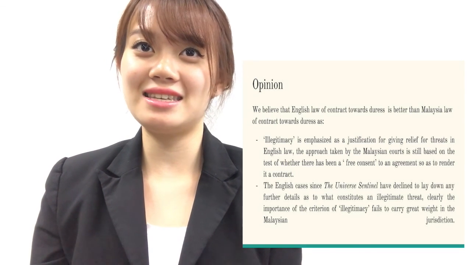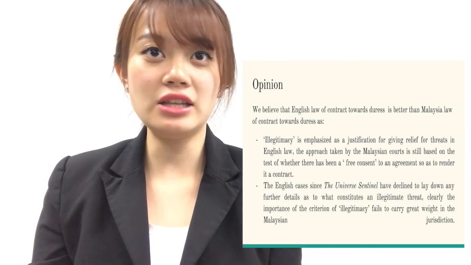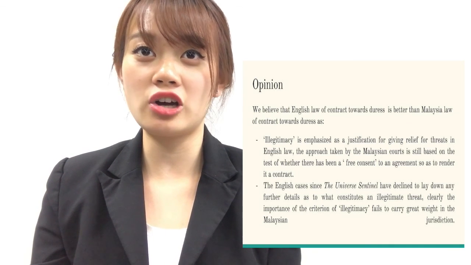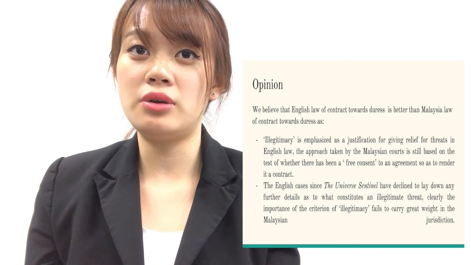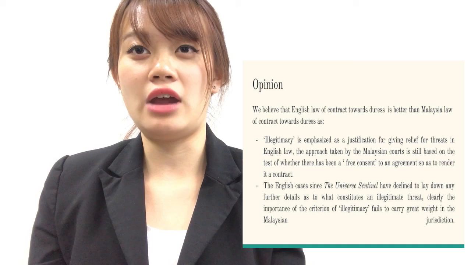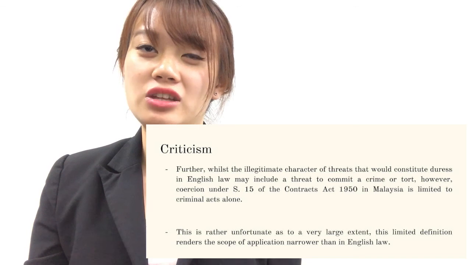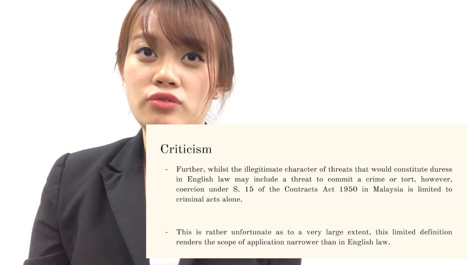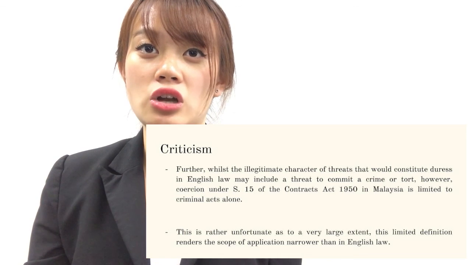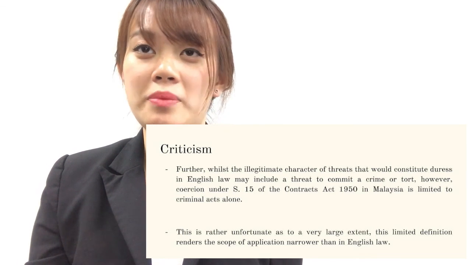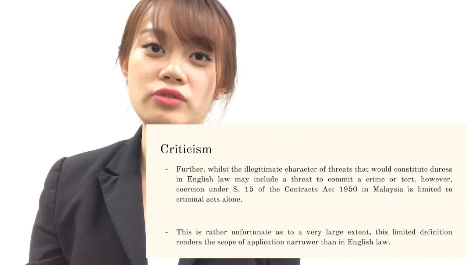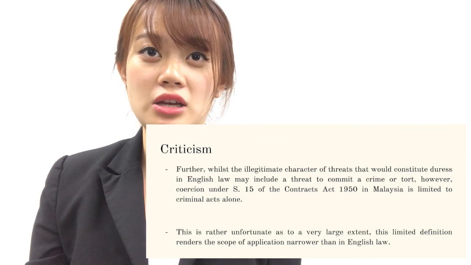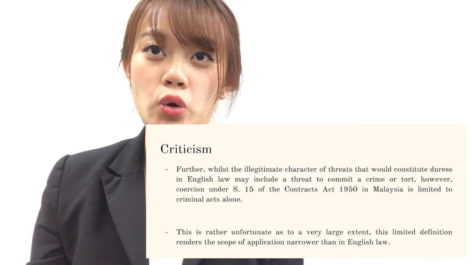Furthermore, the English cases since the Universe Sentinel have declined to lay down any further details as to what constitutes an illegitimate threat. Clearly, the importance of the criterion of illegitimacy fails to carry great weight in the Malaysian jurisdiction. To criticize Malaysian law of contract under duress, the illegitimate character of threats that would constitute duress in English law may include a threat to commit a crime or tort. However, coercion under Section 15 of the Contracts Act 1950 in Malaysia is limited to criminal acts alone.